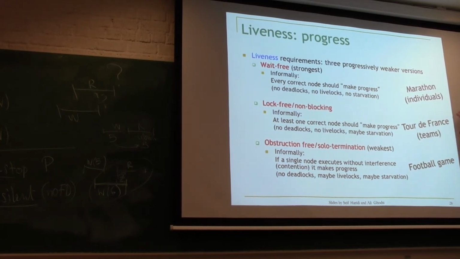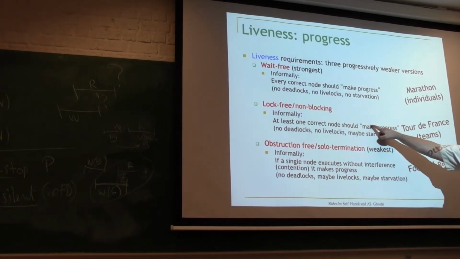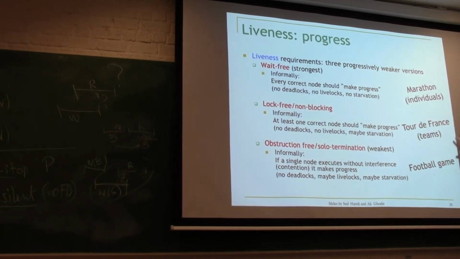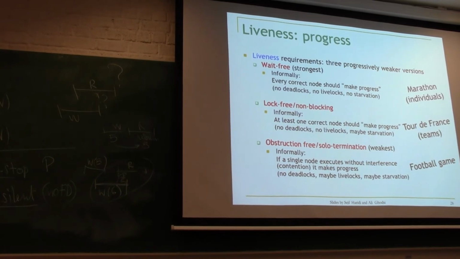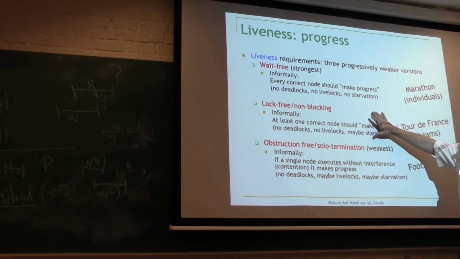If you have a Tour de France, you have cycling teams. If you have a bunch of riders in a single team, only one of them has to be number 1, okay? The others are only there actually to help that one become number 1. At least one correct node should make progress. So this is more like a cycling tournament where the teams are actually competing and not the individuals. So you can see that there are cases where this makes sense.